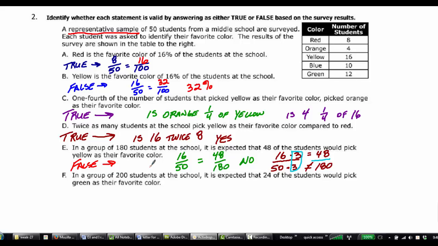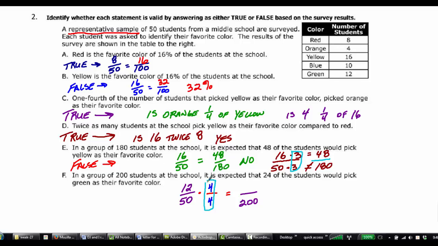Finally, in a group of 200 students, it's expected 24 would pick green. So here's what we know. We know that green was the selection of 12 out of 50. We're now doing 200 students. So what do we multiply 50 by to get 200? We multiply by 4, so we have 4 over 4. That is our big 1 as we do our equivalent fractions.